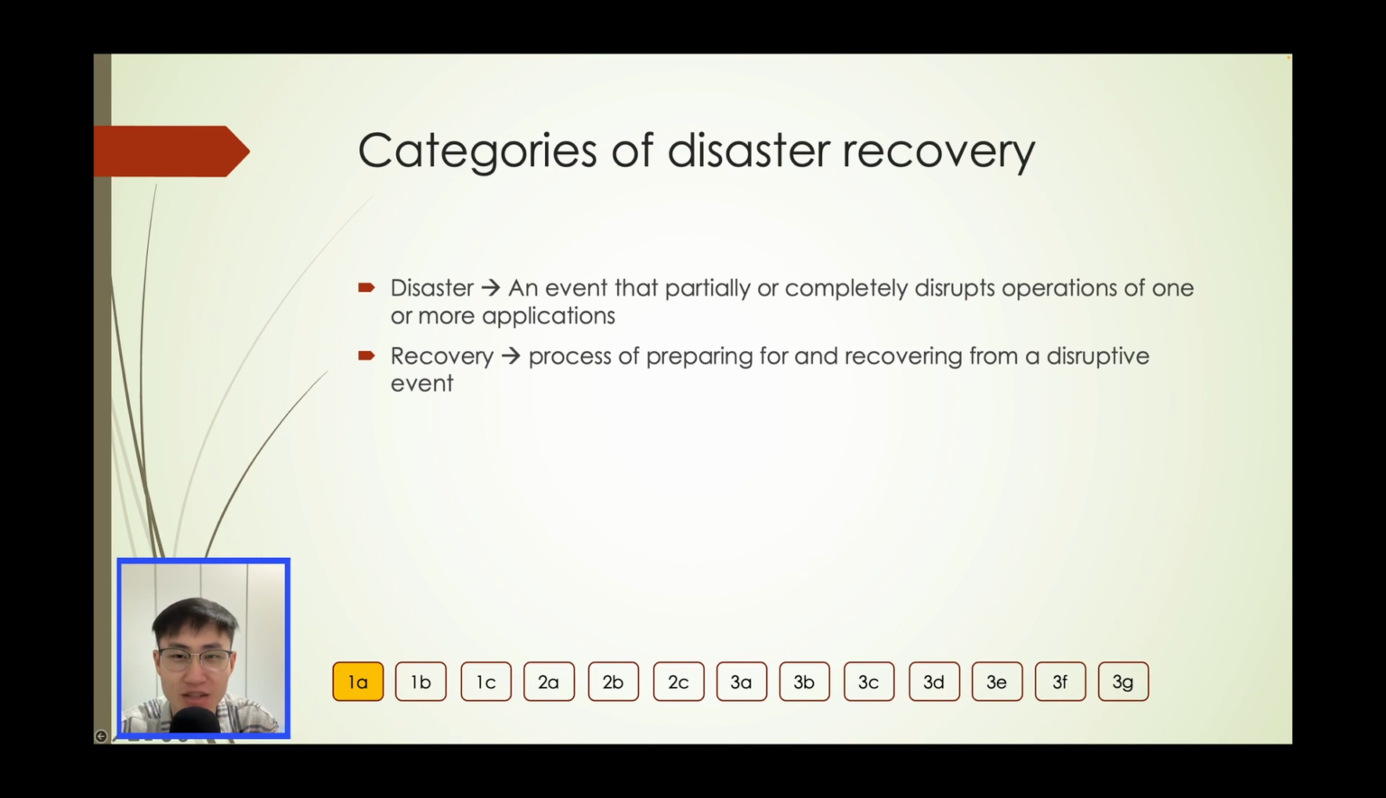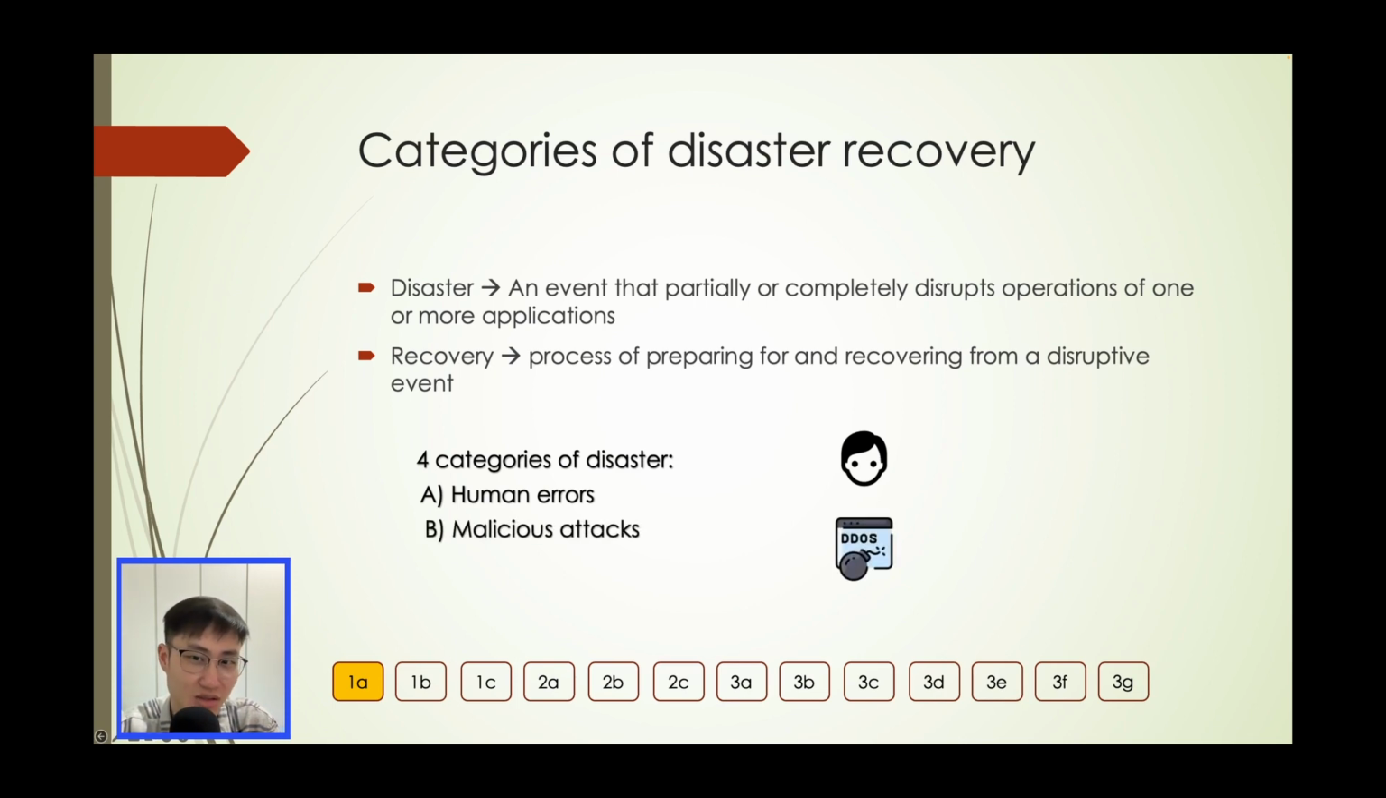Now, in terms of IT context, a disaster itself is defined as an event that partially or completely disrupts the operation of an application, while the recovery itself is a process of preparing for and recovering from that disruptive event. Now, there are 4 categories of a disaster. First will be human error, second will be malicious attack such as DDoS, third will be natural disaster such as an earthquake, while the last one will be technical failure such as power failure or network failure.